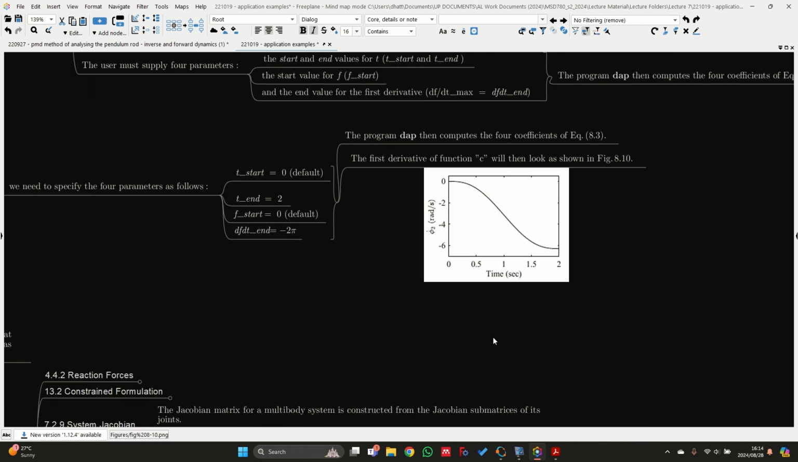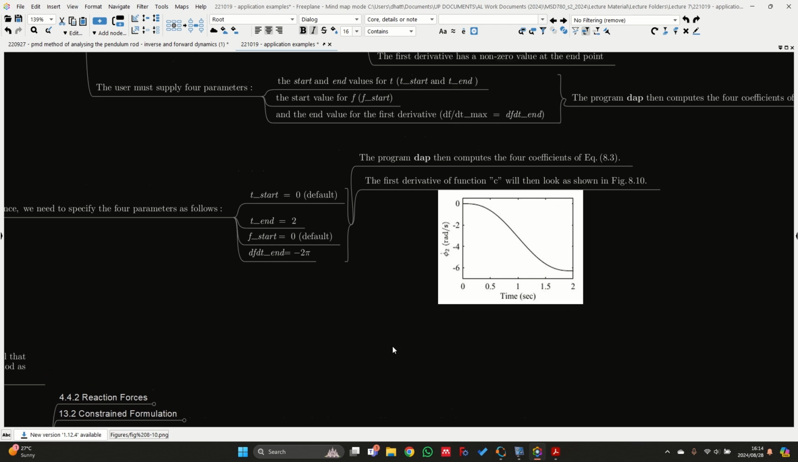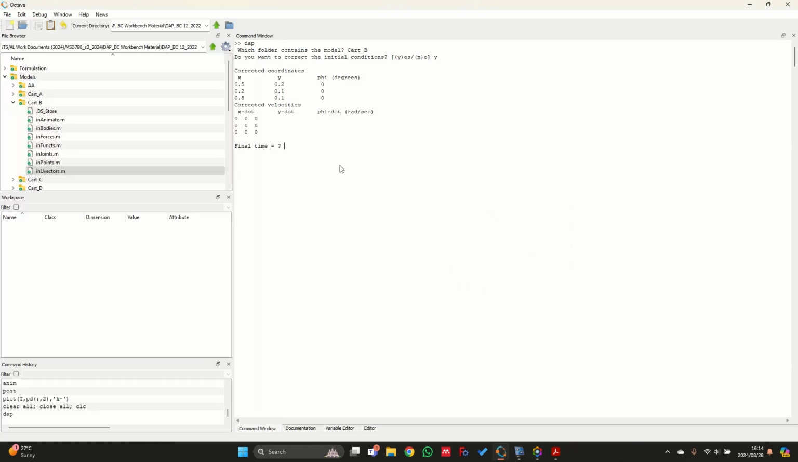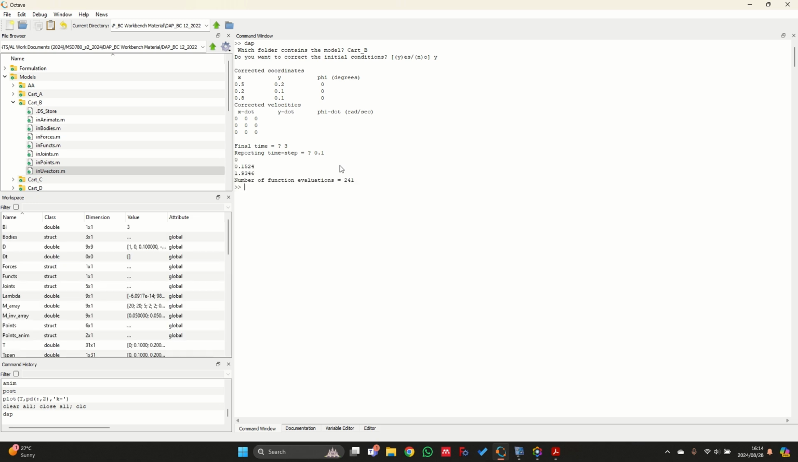Okay, so that is also supported within this type C function. Okay, and I'm going to run this now for a final time of 3 seconds and a reporting time step of 0.1 seconds. And we can see that it now terminated after 240 function evaluations.